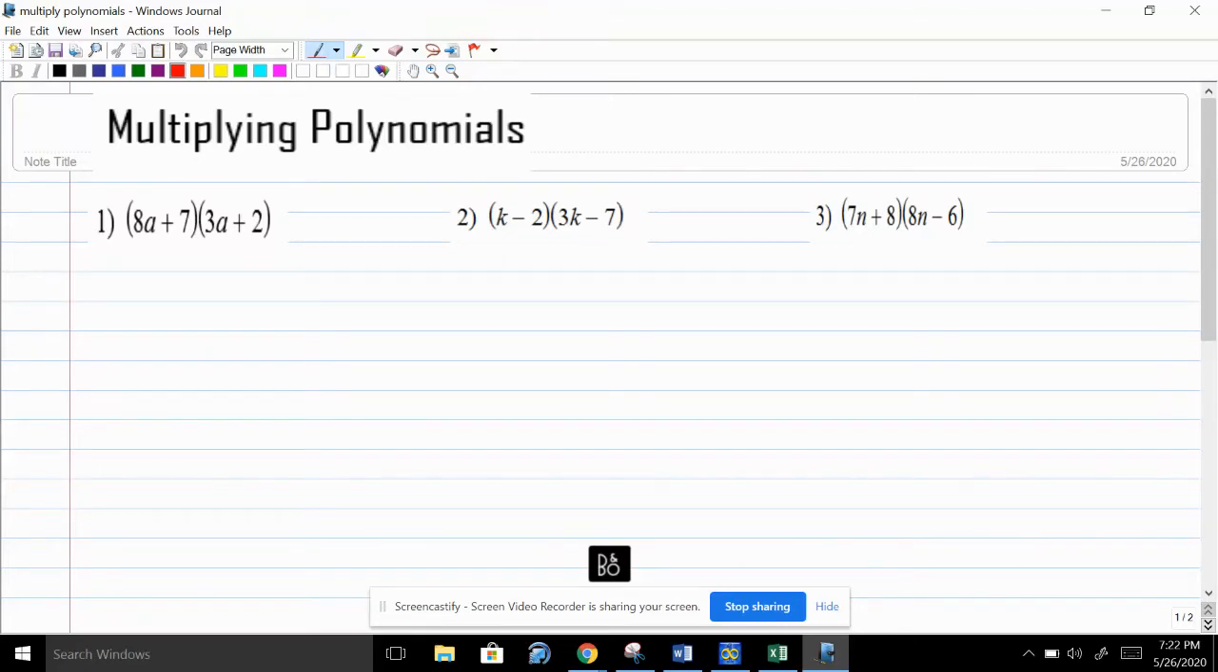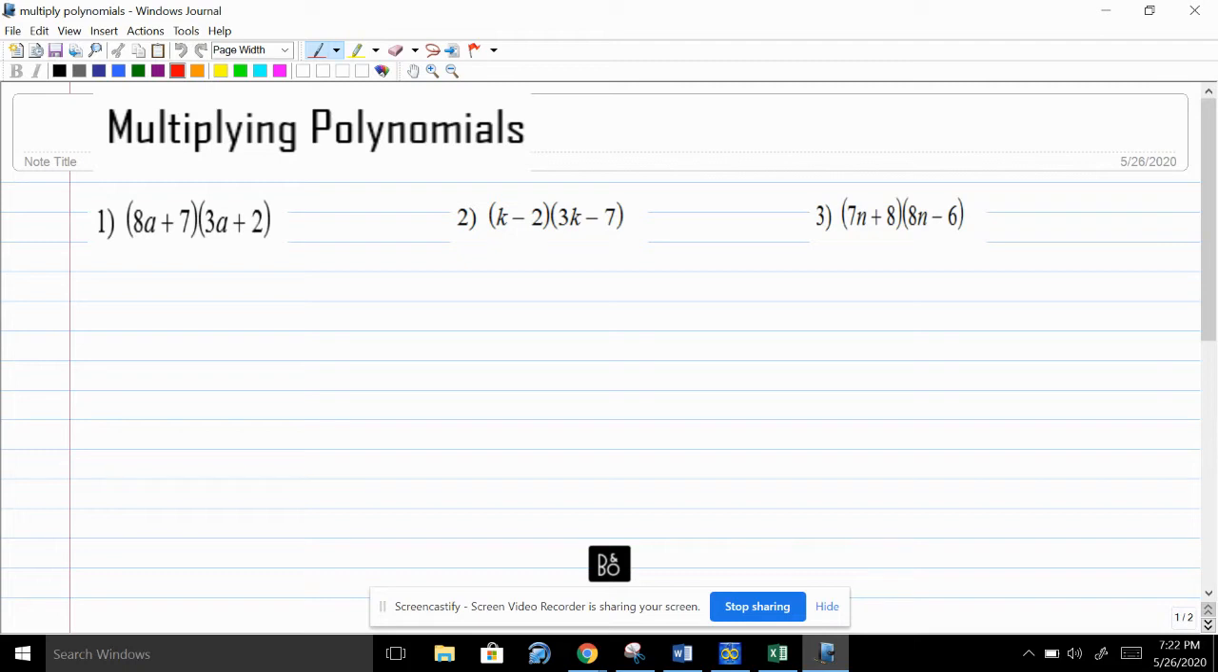All right, guys, so we're going to talk today about multiplying polynomials, okay? And as you can see in these first three problems, we're multiplying one binomial, right? If you remember, that's a polynomial with two terms by another binomial. So we got a binomial times another binomial in all three of these problems.